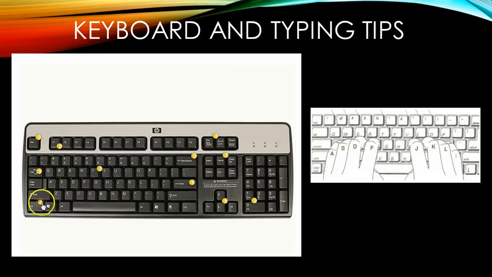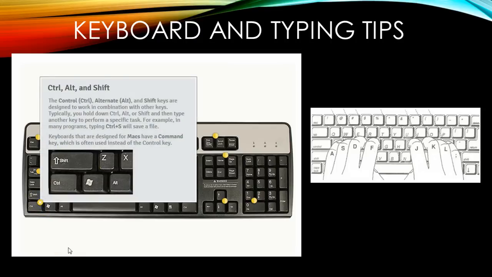And last but not least, we have the Control, Alt, and Shift. The Control, Alternative, and Shift keys are designed to work in combination with other keys. So typically you hold down the Control, Alt, or Shift and then type another key to perform a specific task. So for example, in many programs, typing Control S will save a file.